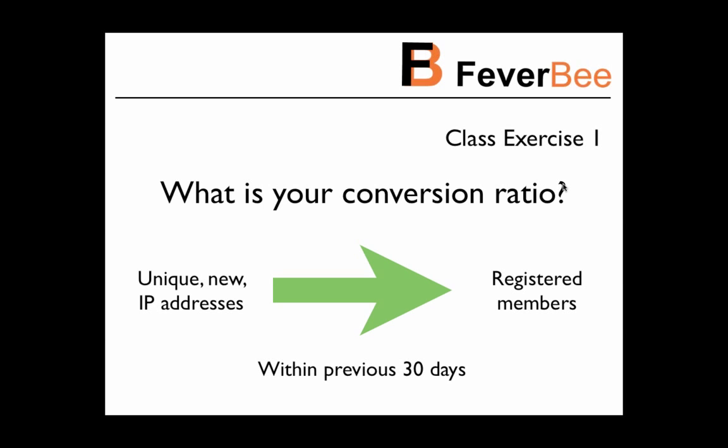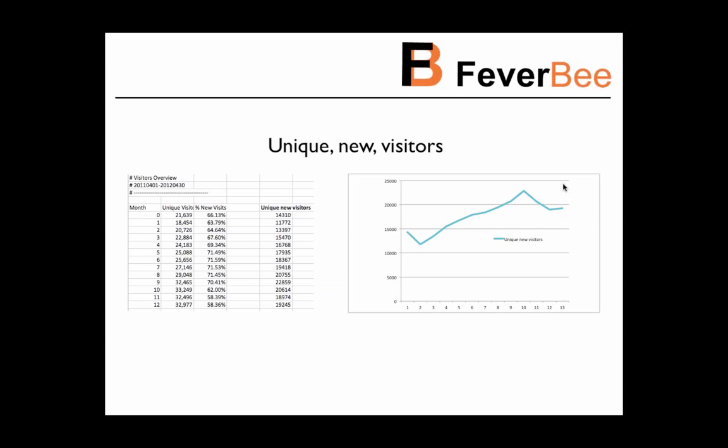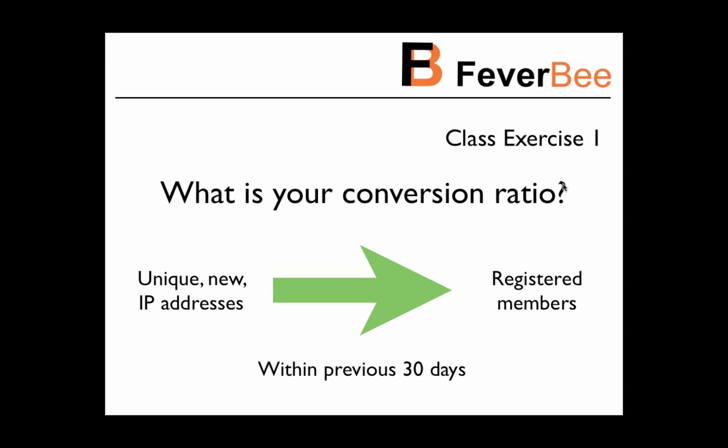Hi, Will. Will, if you've just joined, we're going to our first exercise. We want to know the number of unique new visitors in our communities. We want to break it down month by month by unique visits and multiply it by the percentage of those that are new visits. So we know the number of unique new visitors in our communities. And then we want to look at how many people registered for the community during that time frame, during the last 30 days.